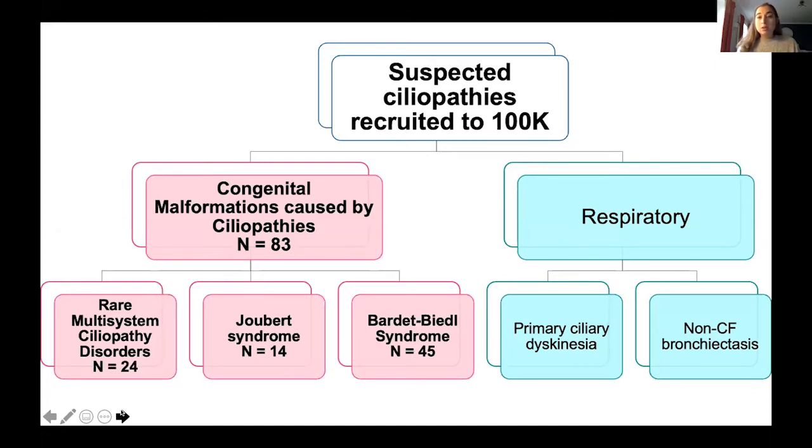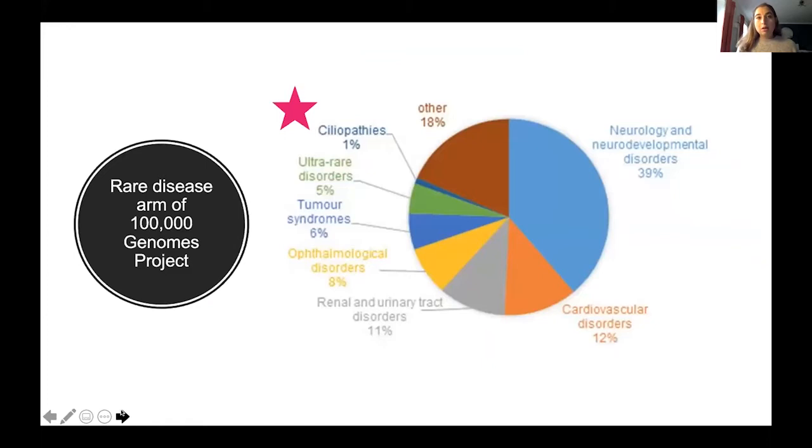They could also be recruited under the respiratory category with the motile ciliopathy, primary ciliary dyskinesia, or non-CF bronchiectasis, but this has been the subject of a different study done by my colleagues in Southampton predominantly. Altogether, patients with suspected ciliopathies accounted for around 1% of the rare disease arm of 100K, although we suspect there are lots of hidden ciliopathy patients potentially in other recruitment categories.